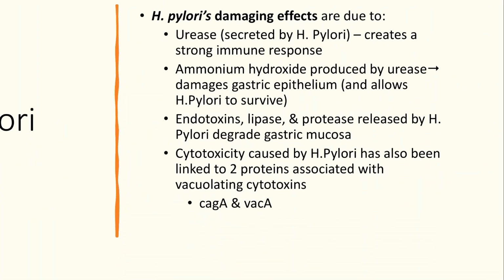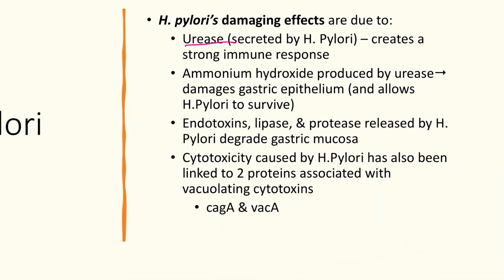So, damaging effects. One, this urease secreted by this H. pylori creates a very strong immune response. So we're going to get all these type of things going on in the area. The ammonium hydroxide that's produced from that conversion damages gastric epithelium as well, and also allows H. pylori to survive. We get endotoxins, lipase, proteases released by H. pylori, all go to degrade the gastric mucosa.